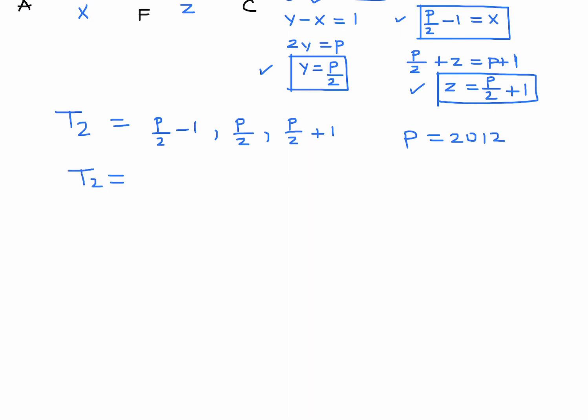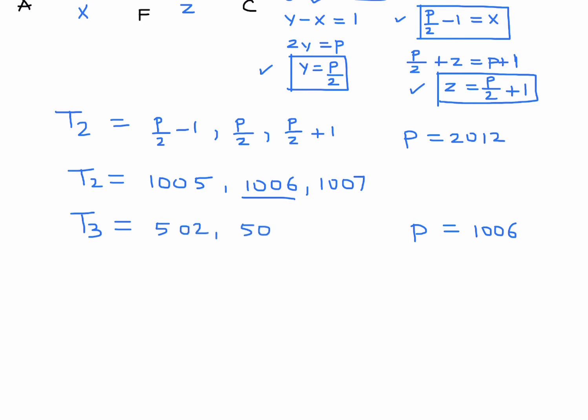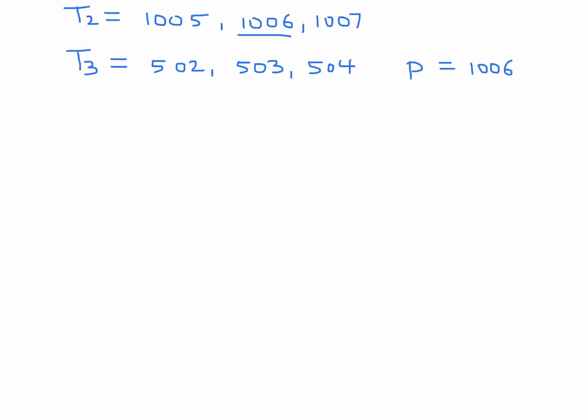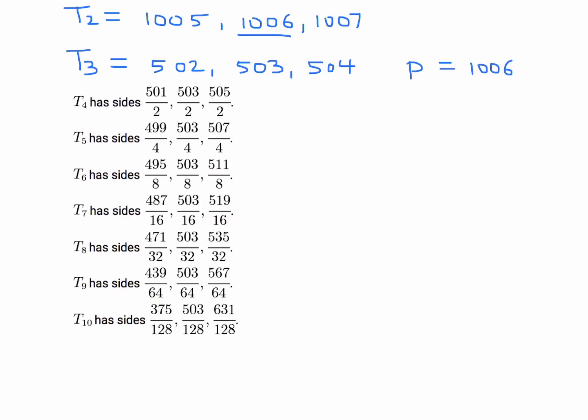And that will give you values of 1005, 1006, and 1007. So now we turn our attention to T3. This time, we're not using p equals 2012, we're using this middle number, 1006. If you do that, you get 502, 503, and 504. And you continue like this, and you get all these values for T4, T5, all the way up to T10.